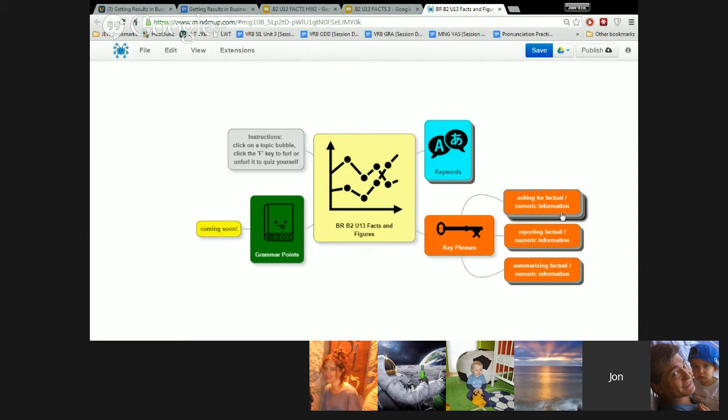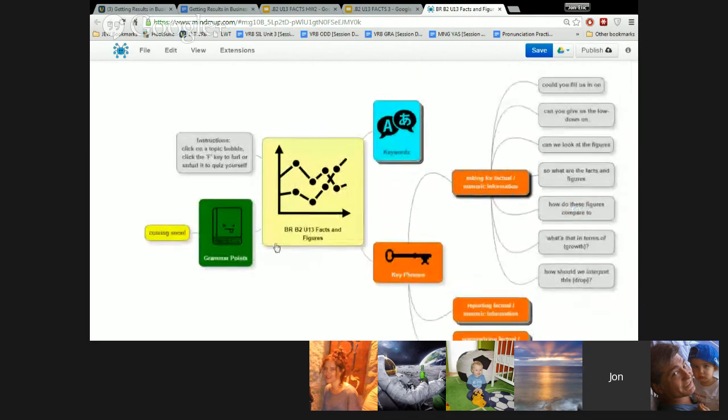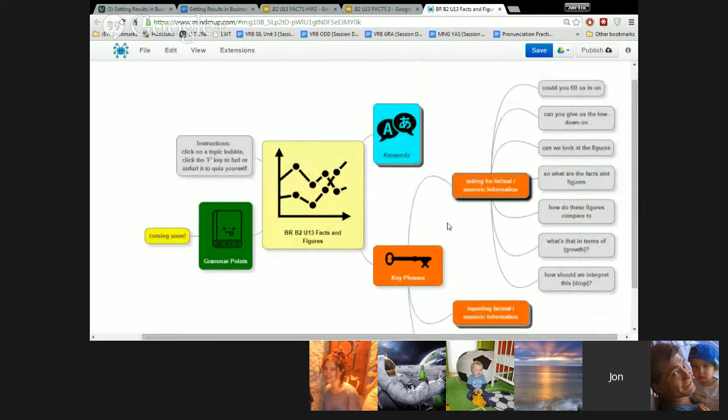Let's take a look. I'll open it up. And there you go. We've got a whole bunch. Fill us in, give us the lowdown, look at the figures, like Jose said. What are the facts and figures? How do these figures compare to those figures? What's that in terms of growth? I remember that from yesterday. How should we interpret this drop, this rise, this spike, whatever you want to say?